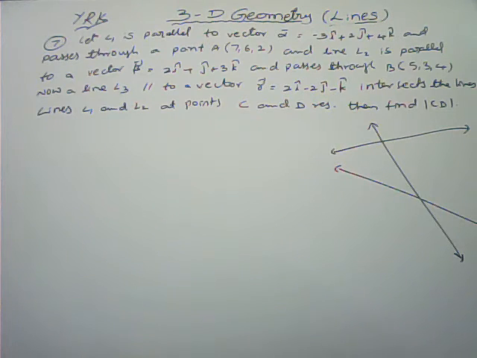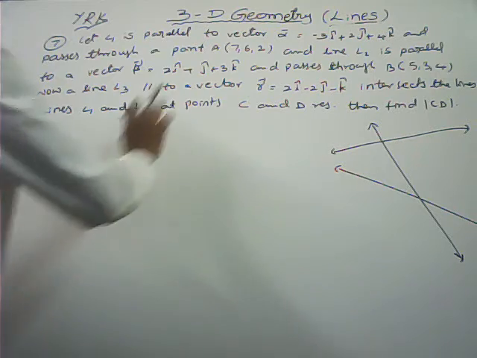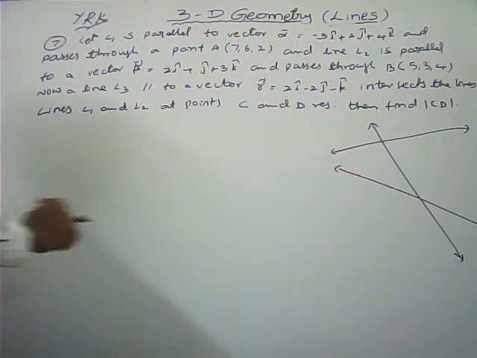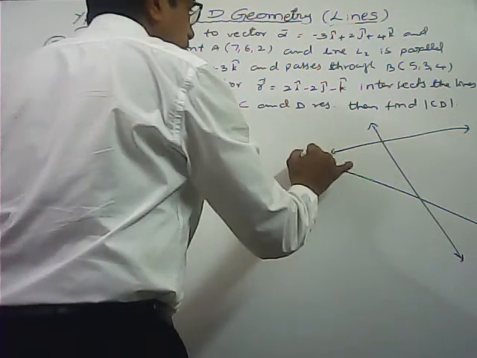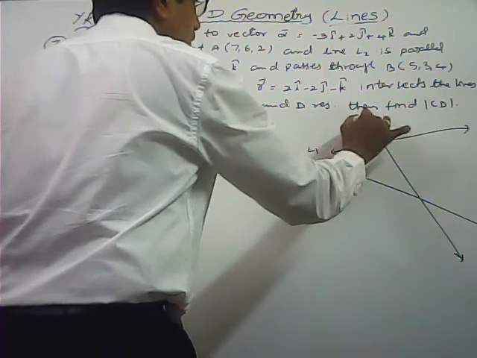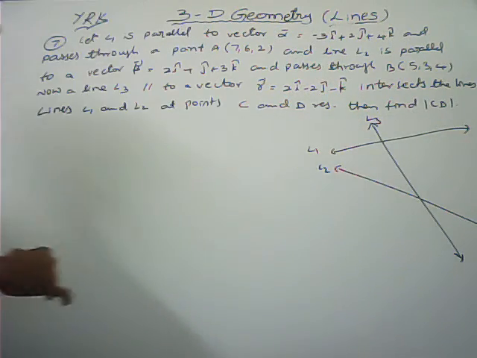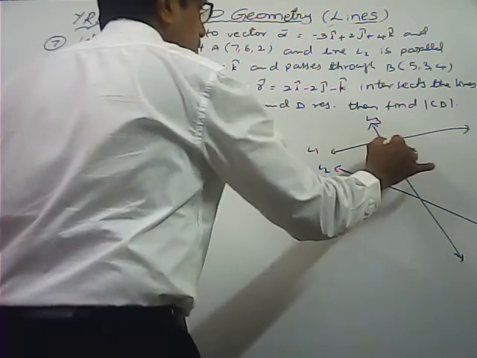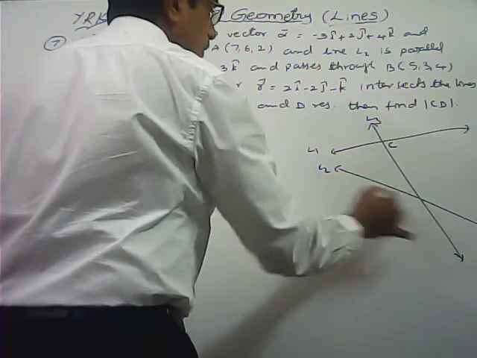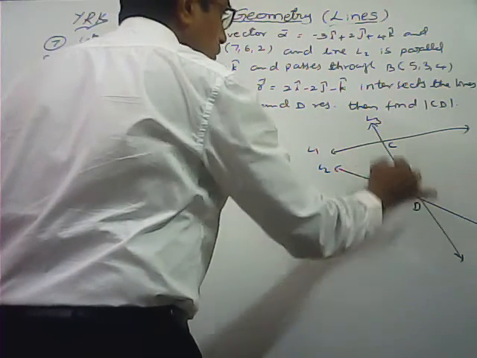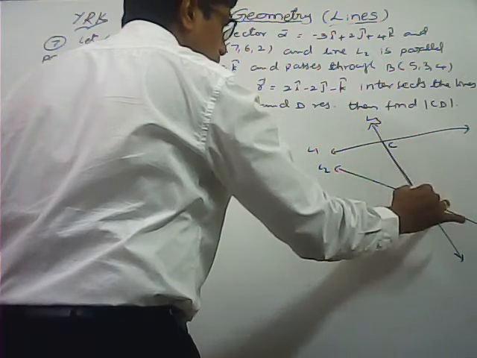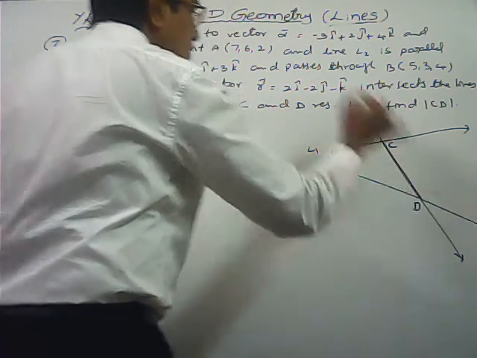Here L1 is parallel to a vector alpha bar. Here I am taking, this is L1, this is L2, this is the required line L3. Here L3 intersects the L1 at C and L3 intersects the line L2 at D. We want the length of CD.